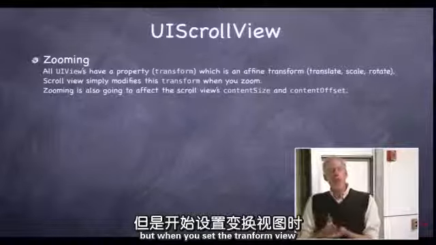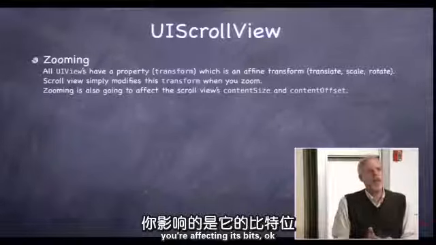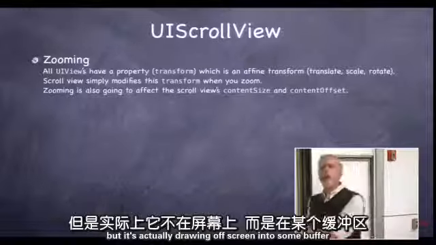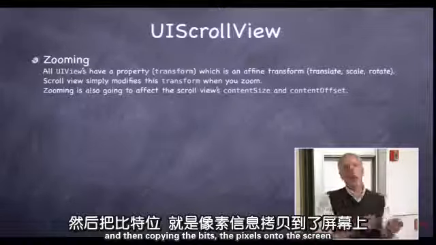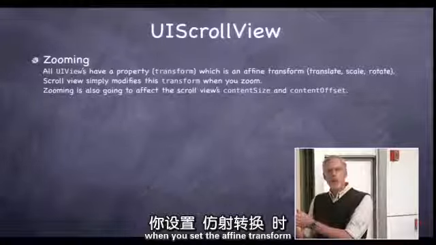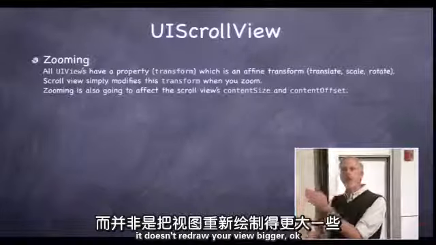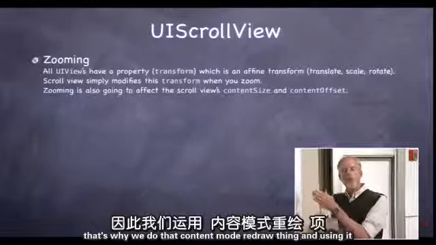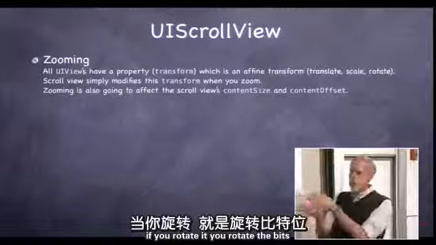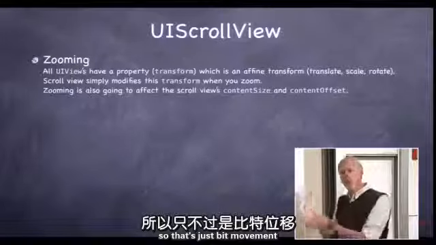But when you set the transform of a view, you're affecting its bits. So imagine you've got your view, it's drawing on screen, but it's actually drawing off screen into some buffer and then copying the bits, the pixels, onto the screen. Well, when you set the affine transform and you scale it, it scales the bits up. It doesn't redraw your view bigger. That's why we do that content mode redraw thing unused, because we don't want that behavior. If you rotate it, it's rotating the bits. If you translate it, it's translating the bits. So this is just bit movement.